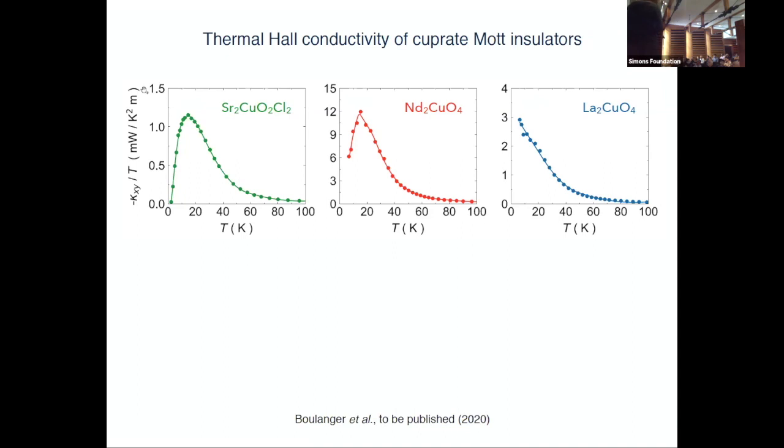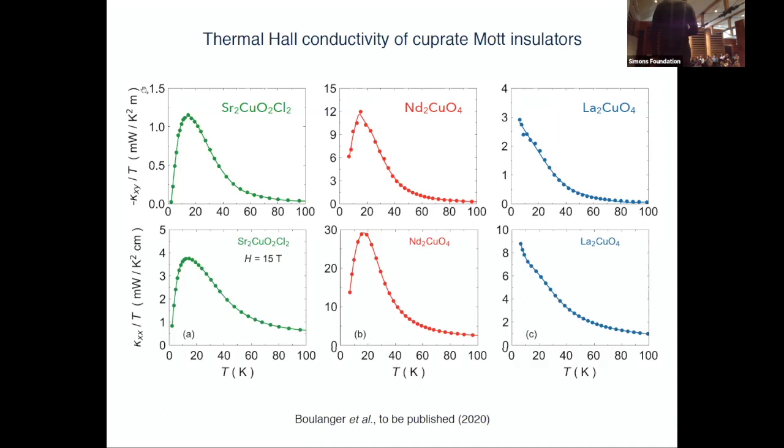You can also go to Nd2CuO4, which is also tetragonal, not orthorhombic. You might ask, well, what happens if neodymium has a large magnetic moment? Does that play a role? Well, you might think it does. You go from 1 to 10, so this is 10 times larger than this. But actually, when you look at the longitudinal phonon thermal conductivity, it's also 10 times that. So the thermal Hall here scales with the longitudinal thermal conductivity.